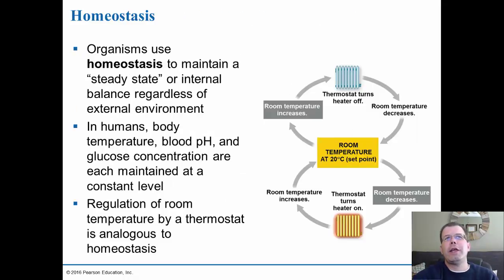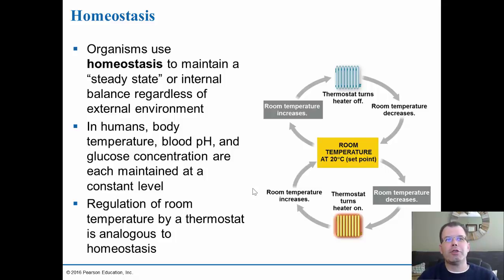Now, homeostasis essentially is just the word for maintaining a steady state in the organism. And again, it doesn't matter what the external environment is, you're trying to keep the internal environment the same. Again, in humans, we control our body temperature, blood pH, and glucose concentration at a constant level. We want to keep those things the same, and if something does change, we can affect it. And so again, that's an important mechanism that we have.